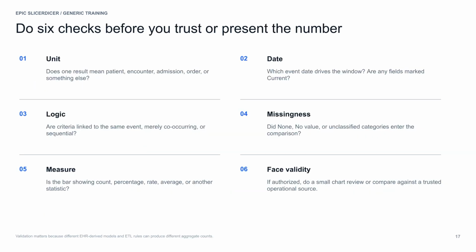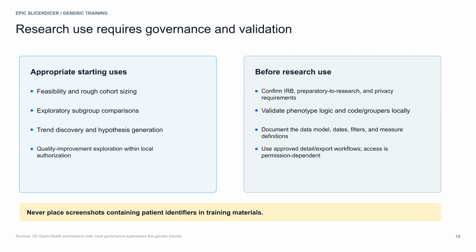Before you trust or share your numbers, run through these 6 quick checks. Verify the unit, confirm your date window, check the logic, account for missing data, review the measure type, and perform a quick face validity check. If you are using SlicerDicer for research, ensure you have the proper governance, IRB approval, and validation in place. Remember, never include patient identifiers in your shared screenshots or training materials.